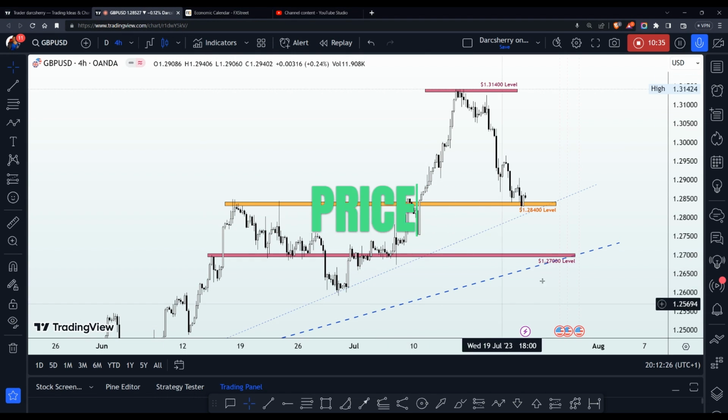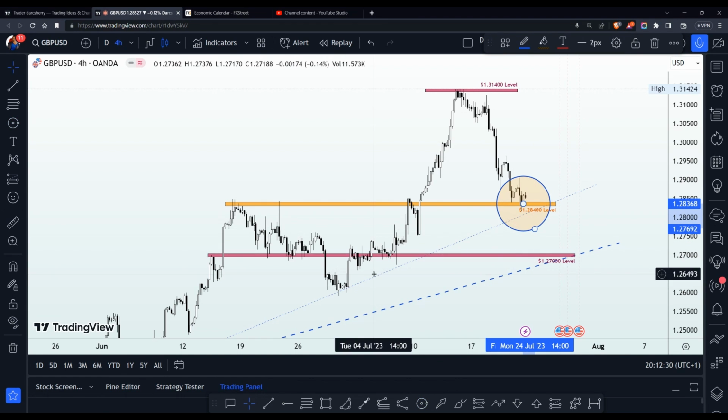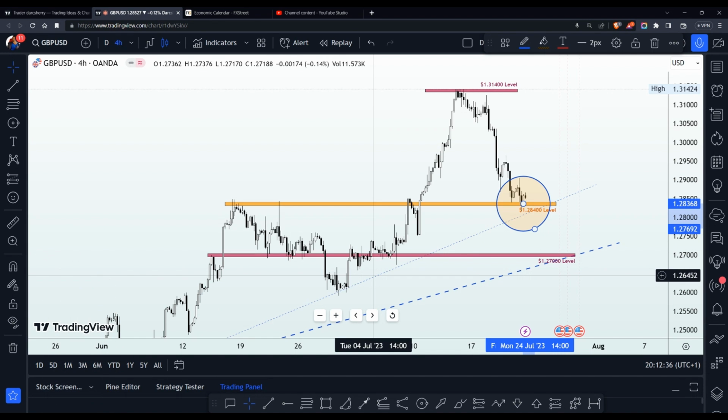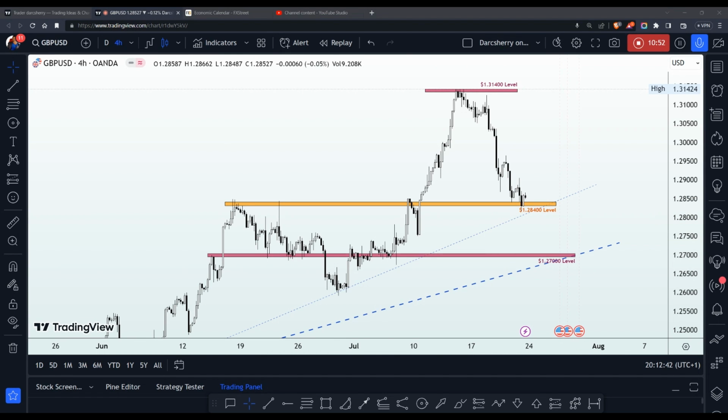So let's see what is going to happen during the early hours of the week around this area, after which I will be giving you an update on what I think is likely going to be happening after monitoring how participants in the market will be reacting to that confluence around the 1.28400 area.